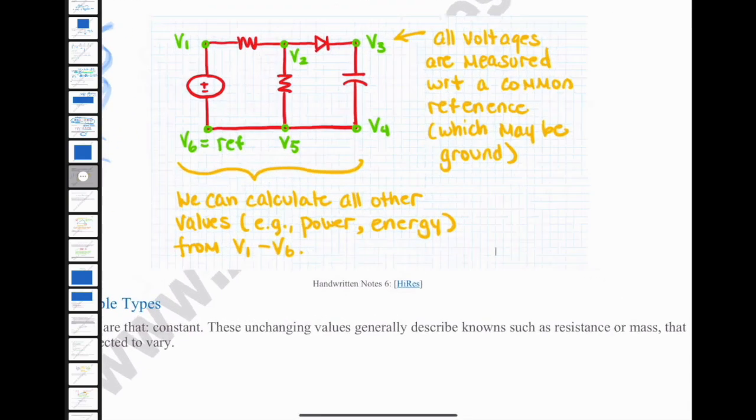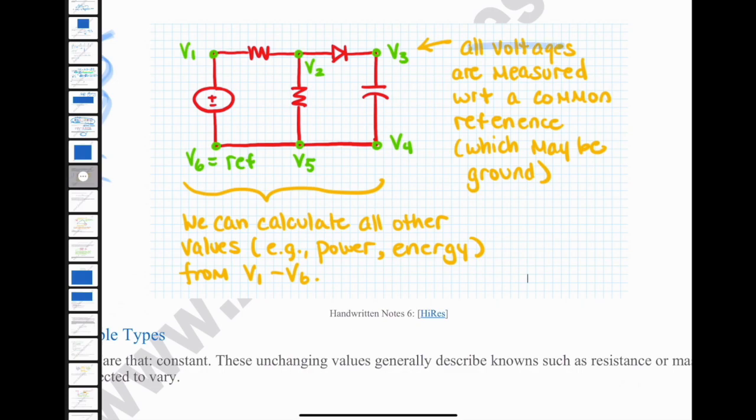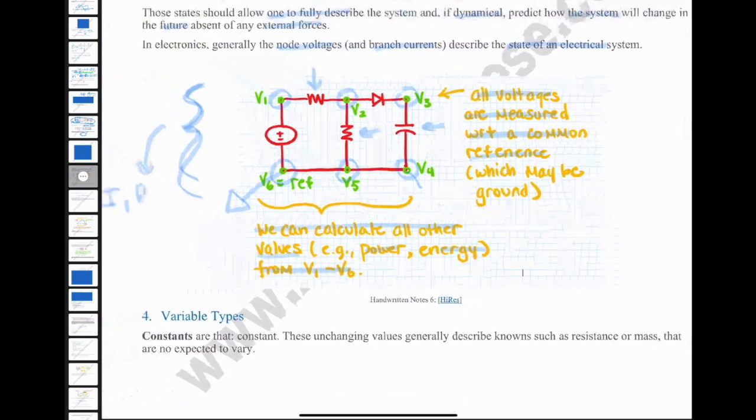So here we have a basic circuit. We see that all voltages are measured with respect to a common reference, which may be ground, so our reference is here. And we can calculate all other values, power, energy, currents, all from knowledge of V1 through V6. We have V1, V2, V3, V4, V5, and V6. If we know those 6 values, plus we know all the additional resistance and capacitance values, then we can calculate anything else that we need.